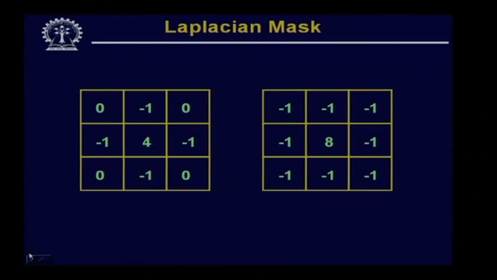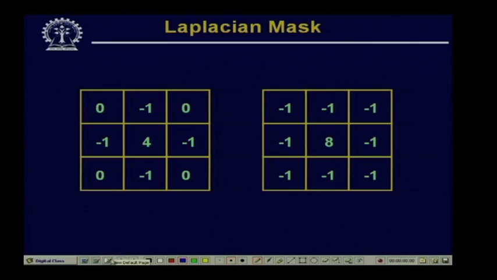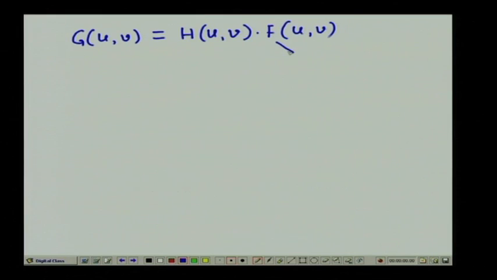So, our basic model for this filtering operation is that we will have the output in the frequency domain, given by G(u,v) equal to H(u,v) multiplied by F(u,v), where F(u,v) is the Fourier transform of the input image, and we have to select a proper filter function H(u,v), which will attenuate the high frequency components and let the low frequency components be passed to the output.